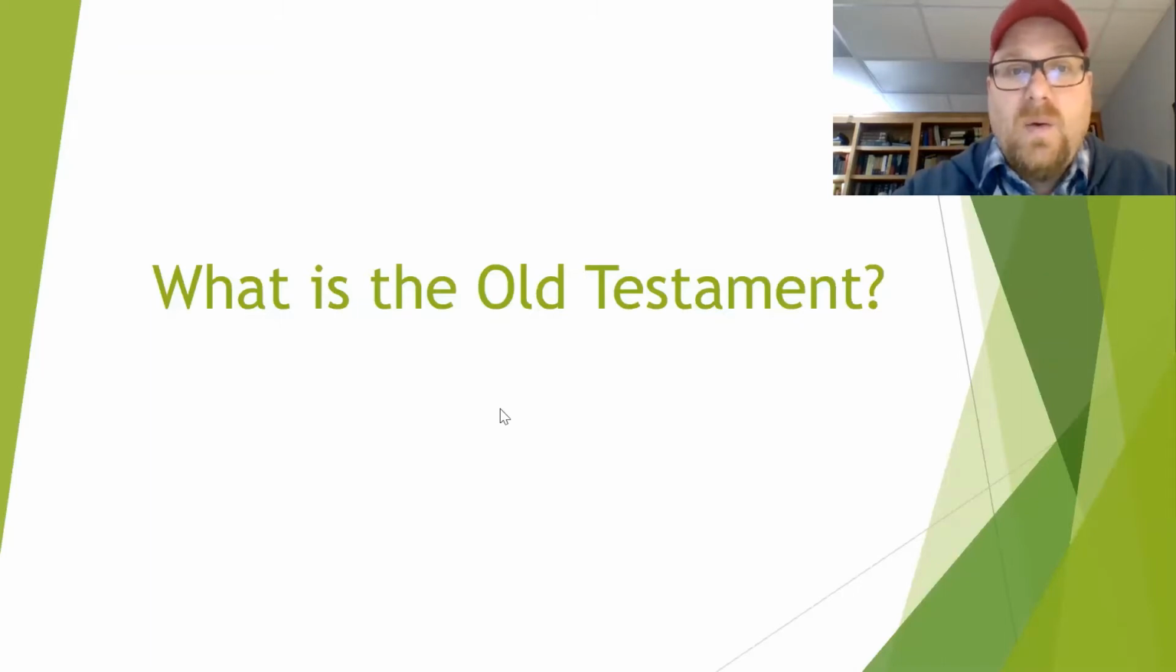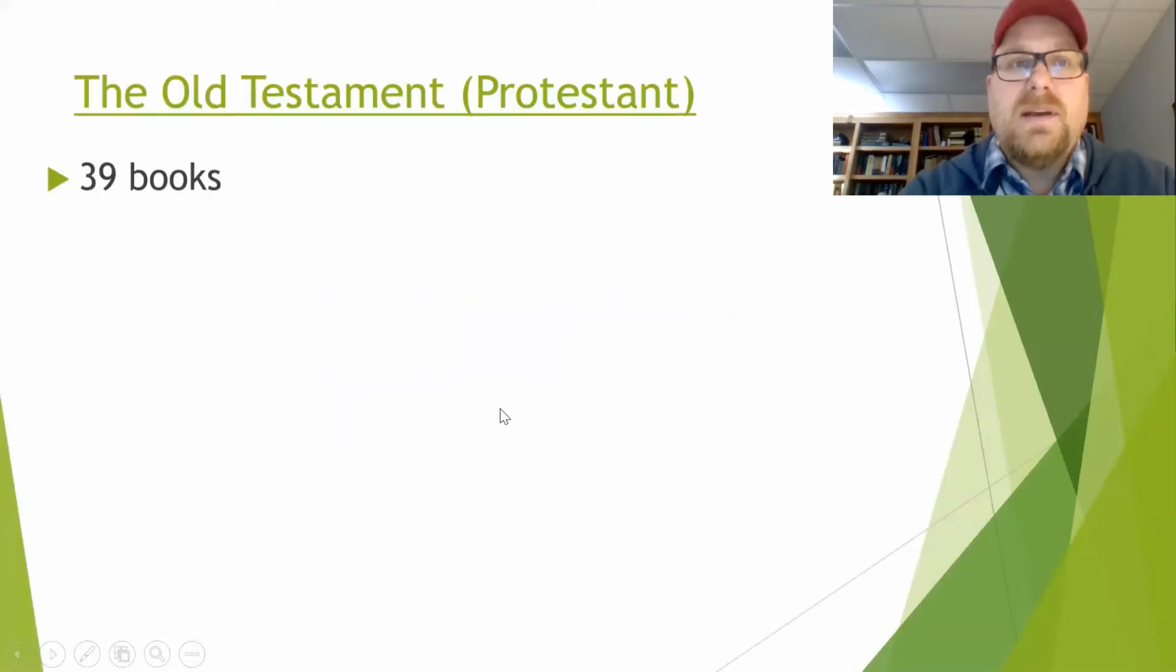So, what is the Old Testament? Well, there are different Old Testaments. The Protestant Old Testament is different than the Catholic Old Testament. And so starting off, the Protestant Old Testament has 39 books.